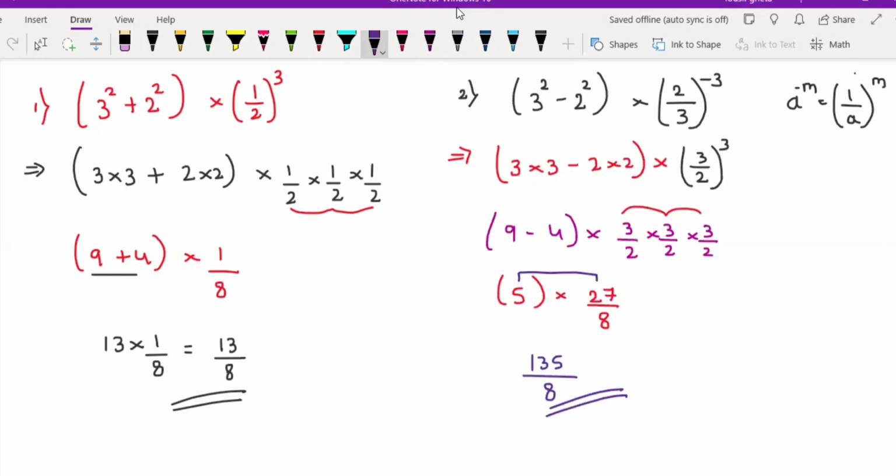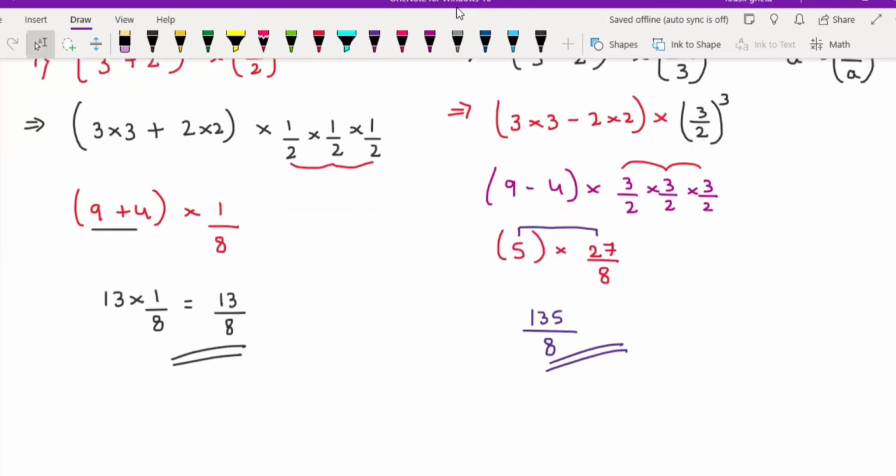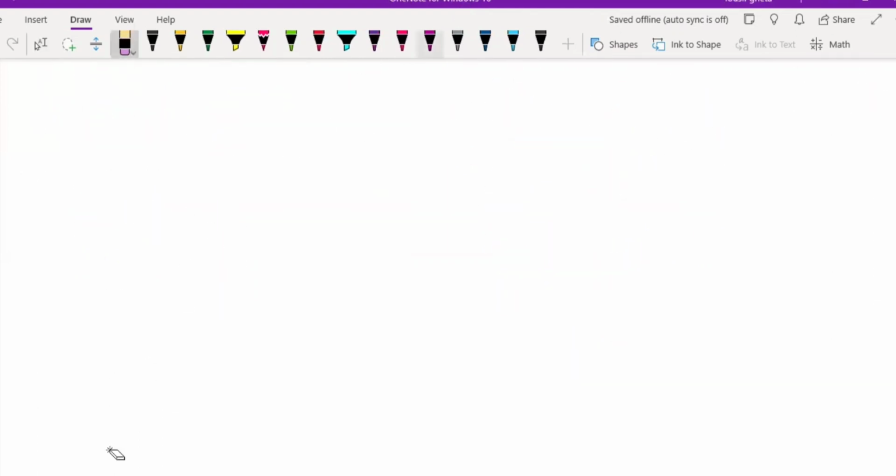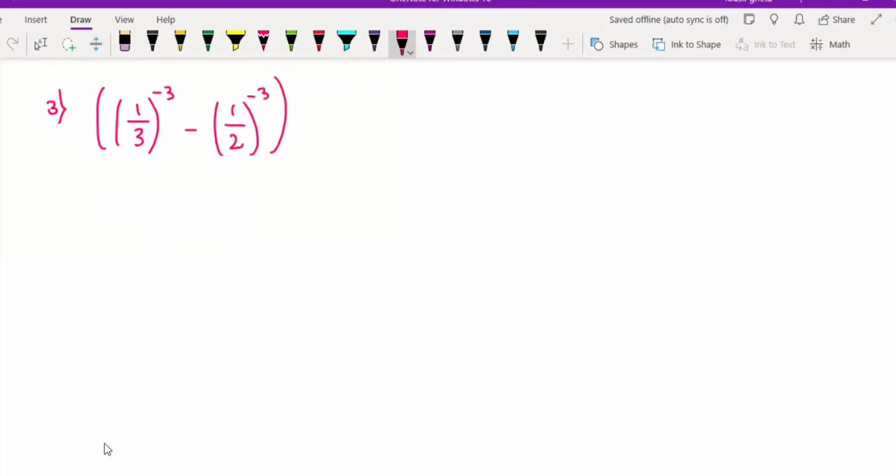So let us go with the third one. The third question is 1 by 3 whole to the power of minus 3, minus 1 by 2 whole to the power of minus 3, divided by 1 by 4 whole to the power of minus 3.